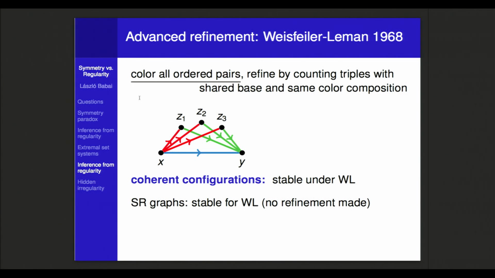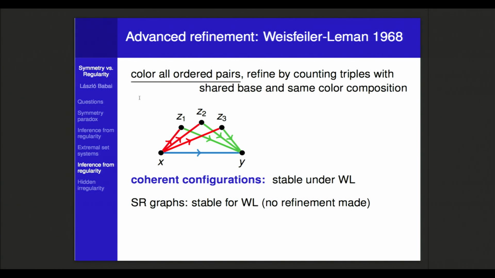coherent configurations. So a configuration is coherent if the number of red-green paths of length 2 from the tail to the head of an arrow is determined by the color of that arrow. Okay? That's the definition of a coherent configuration. So that's a strong regularity condition, and we can always achieve it. And moreover, this process is canonical.